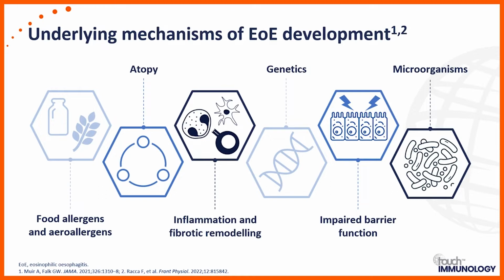This leads to inflammation and fibrotic remodeling and changes we see in the esophagus that lead to symptoms of dysphagia and food impaction. Patients may have a specific genetic profile. Some of those genes lead to impaired barrier function, which can contribute to this inflammation. Microorganisms and the microbiome are also being investigated in EOE.